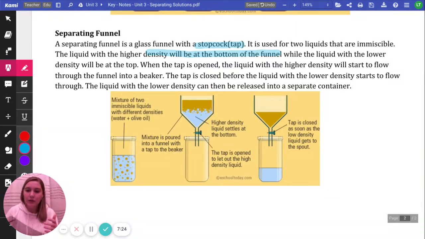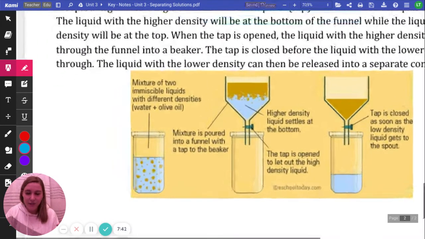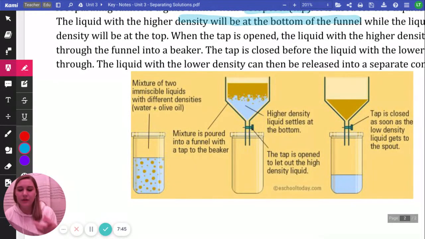When we open our tap, the liquid with the higher density will start to flow through the funnel into a beaker. You close your tap once all of that liquid has traveled through, and then you reopen it and you can collect the liquid with the lower density after that. So here we have oil and water. You pour it into the funnel, and the higher density liquid is at the bottom, lower density is at the top. You would open up your tap and let out that high density liquid. Once you've got all of that, you would close it, put another beaker under there, and let out your lower density liquid as well.